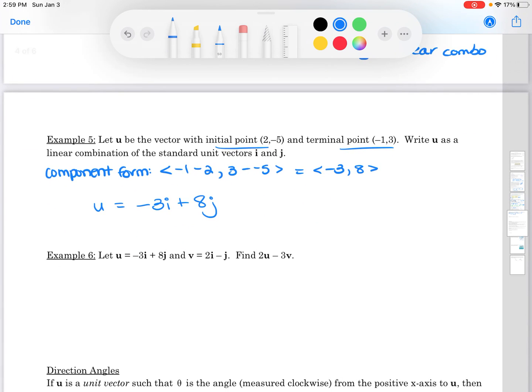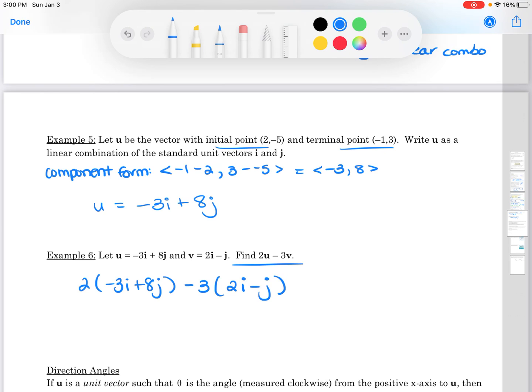So in example 6, we're going to use that same u that we got, negative 3i plus 8j, and now we have v, which is 2i minus j, and we are going to find 2u minus 3v. So we're going to do some scalar multiplication here, but really this isn't any worse than it looked before. This is basically going to look like combining like terms. So 2u, that's really 2 times negative 3i plus 8j. If you want to go back to component form, certainly you can, but there's really no point. Minus 3 times, and that's 2i minus j.